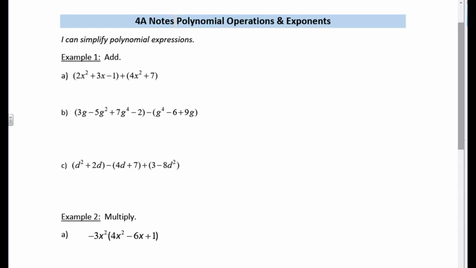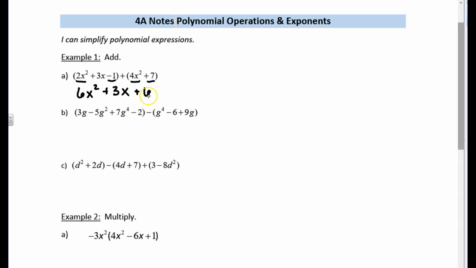So first, when we're adding polynomials, we look for common terms. When I look at this 2x squared and this 4x squared, when I add them, it would be 6x squared. Now the 3x doesn't have a like term, so it just drops down. And then you've got -1 plus 7, for plus 6. Again, guys, you've done that 10,000 times, it shouldn't be an issue for you.